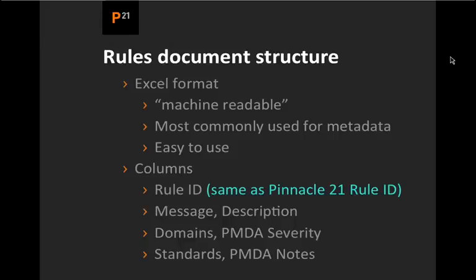So what does this document look like? I'm going to show it to you in a second, but it's an Excel file, very similar to the way FDA has published their rules. It's fairly easy to use. It's machine readable. You can easily convert it to an XPT file if you like. And it has very similar columns. It has a rule ID, message, description, a list of domains that each rule applies to, a PMDA severity, and the standard that it applies to, in the case where you have multiple versions.